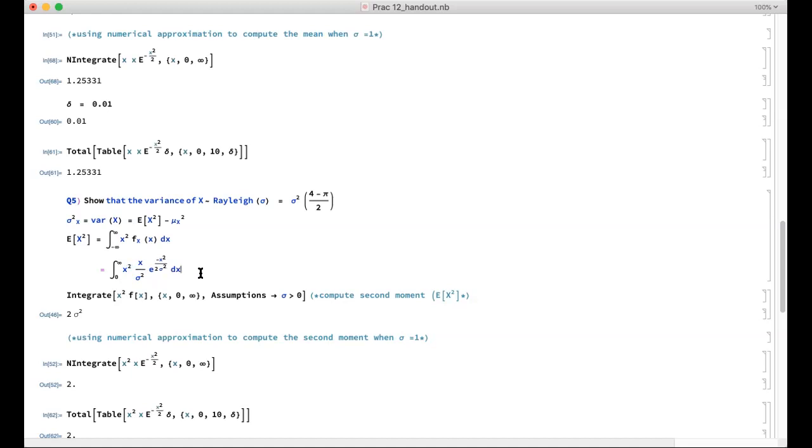Okay, that's what you need to compute first. Which method are you going to use? Yeah, she says by parts and maybe substitution. Yeah, you could try that.